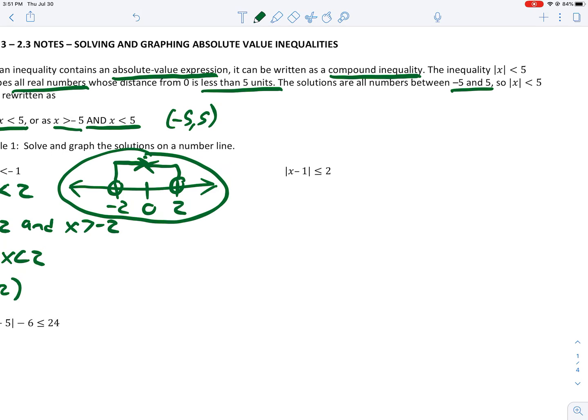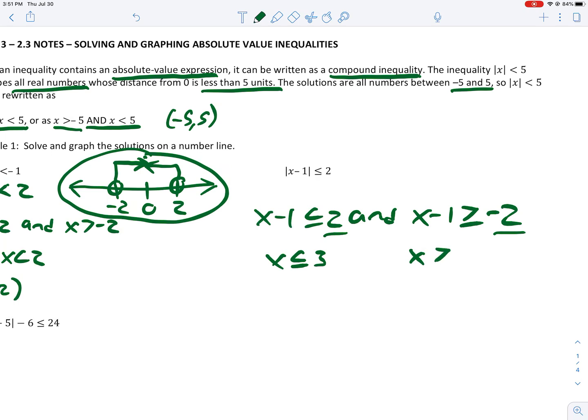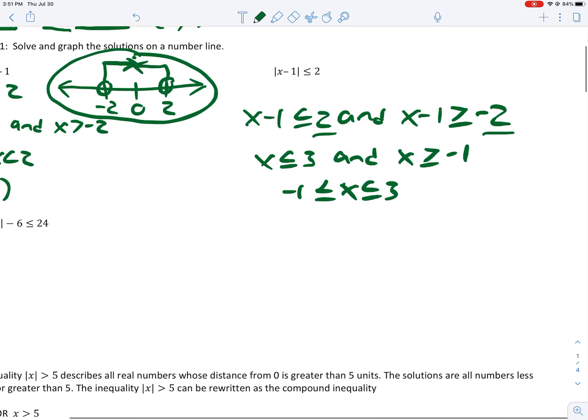All right, next example. The absolute value of x minus 1 is less than or equal to 2. So the solution would be all the numbers less than or equal to 2, and all the numbers that are greater than or equal to negative 2. Again, this is an and. So again, just like we did the equation, positive case, negative case. So add 1 to both sides. Okay, so x is less than or equal to 3 and greater than or equal to negative 1.